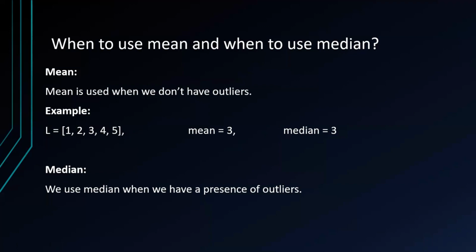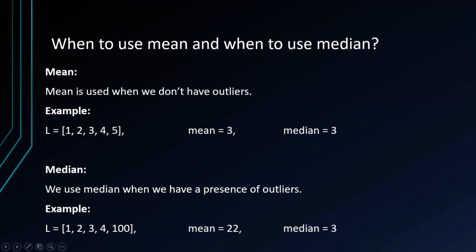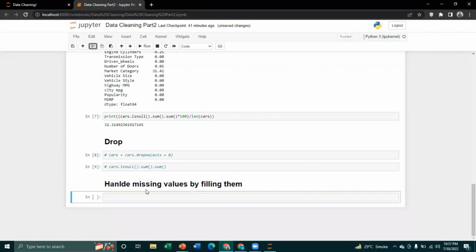Let's have a look at an example. We have a list of 1, 2, 3, 4, and 100. Now, as you can see, the mean is 22 and the median is 3. It's because of the presence of outliers. So in this case, it's best to use the median. Now let's move back to the notebook. So first of all, we have a simple approach to fill the null data with zero values. Fill data.